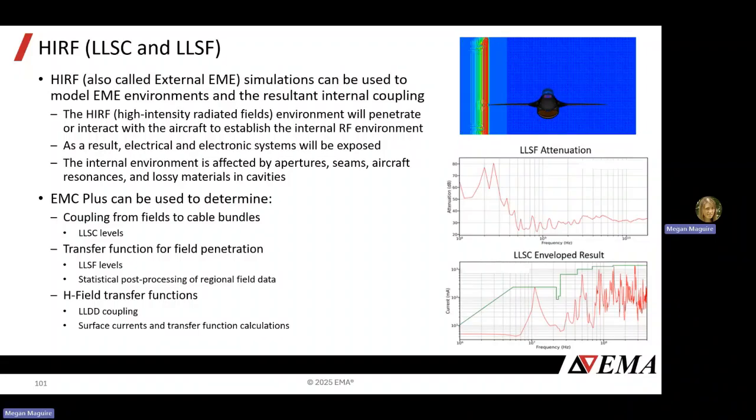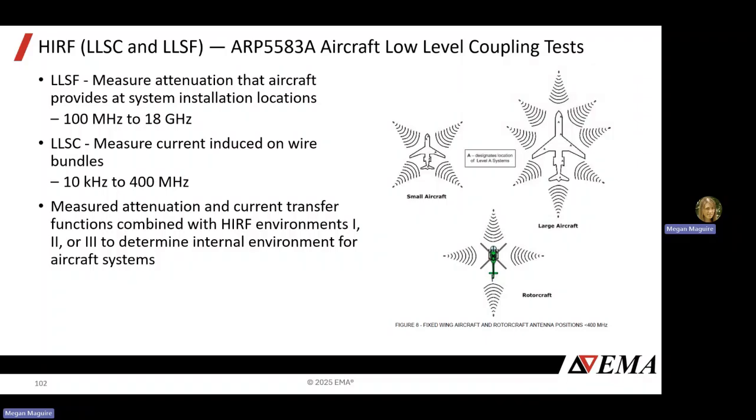Simulation can be used to look at coupling from fields to cable bundles, so your LLSC, low-level swept current. Create transfer functions for field penetration, so LLSF, low-level swept fields. This can include statistical post-processing of regional field data, and also H-field transfer functions, so LLDD, low-level direct drive. You can look at surface currents and generate transfer functions. Just a quick overview: LLSF is the attenuation that the aircraft provides, looking at roughly 100 megahertz to 18 gigahertz. LLSC is current induced on the wire bundles, from roughly 10 kilohertz up to 400 megahertz.